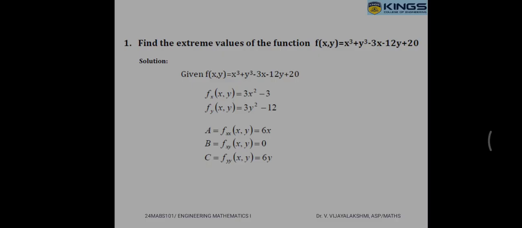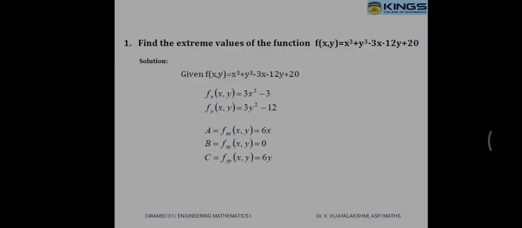So first to calculate fx of x comma y. Fx means partial differentiation of f with respect to x. So differentiate f with respect to x. And differentiation of x cube is 3x square. And differentiation of y cube, we are partially differentiating with respect to x, so other variable y is a constant, so y cube is a constant, so differentiation of y cube is equal to 0. Then minus 3x, differentiation of minus 3x is minus 3. Minus 12y can be treated as a constant term, so differentiation value is equal to 0. Plus 20 is a constant, so differential of 20 is equal to 0. So fx equal to 3x square minus 3.